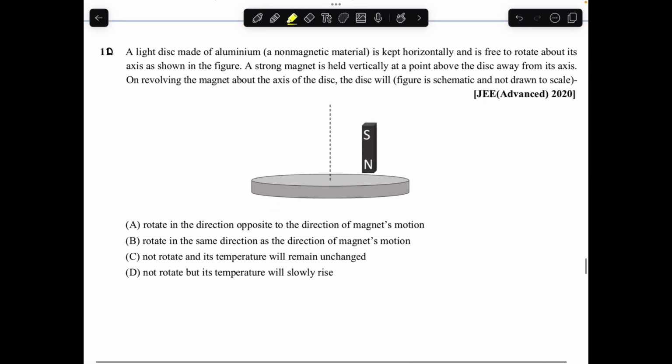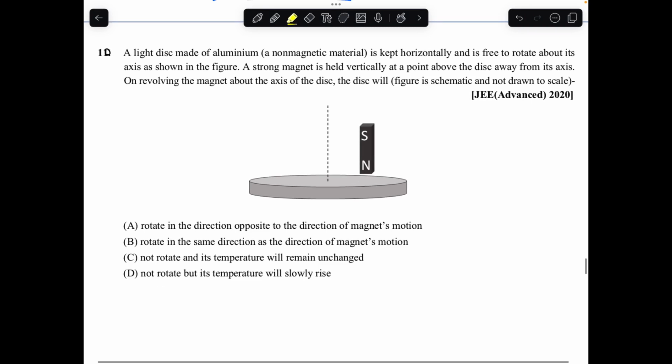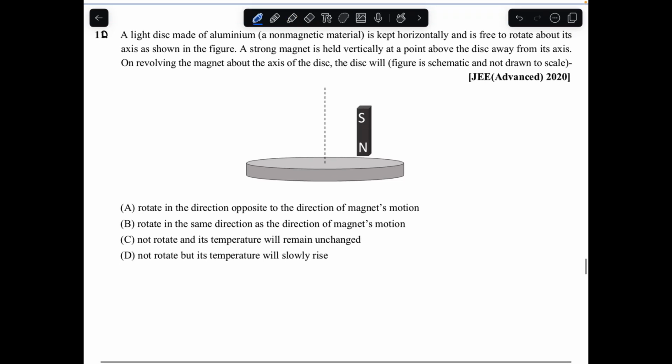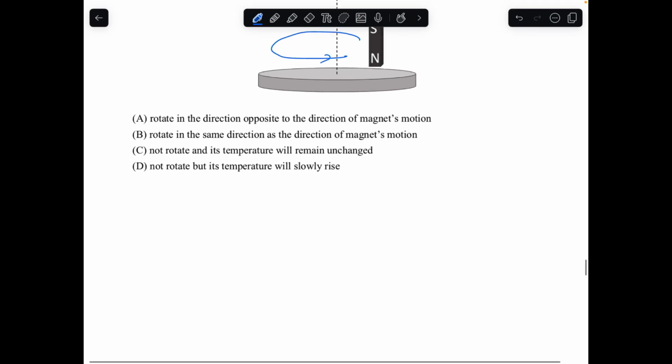Question number 10. A light disc made of aluminium, a non-magnetic material, is kept horizontally and is free to rotate about its axis as shown in the figure. A strong magnet is held vertically at a point above the disk away from its axis. On revolving the magnet about the axis of the disk, the disk will... If I revolve this magnet about its axis, what will happen?